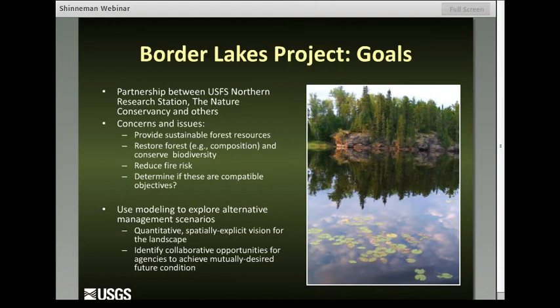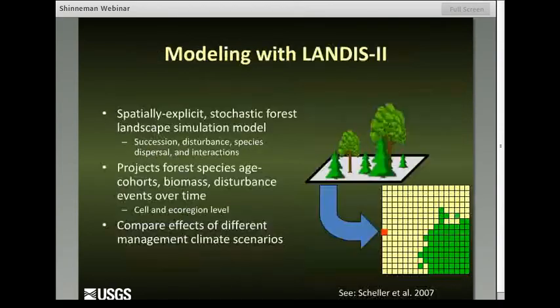And the mutually desired refers to the fact that there are a lot of the major land agencies that are interested in moving the landscape back toward a more historic range of conditions, maybe not achieving those conditions, but moving toward those conditions under the assumption that that would be a more sustainable forest landscape condition over the long term.